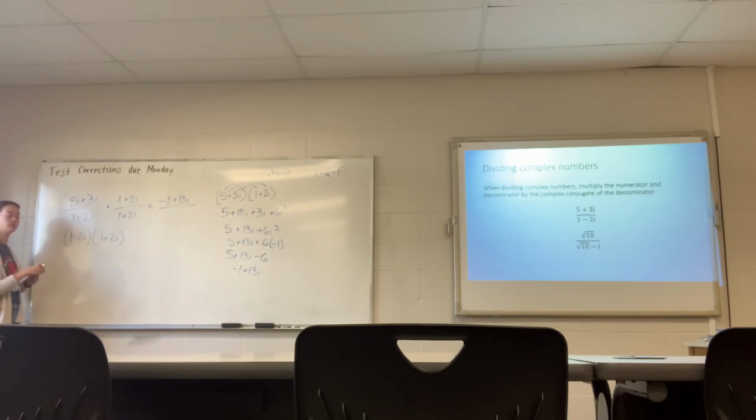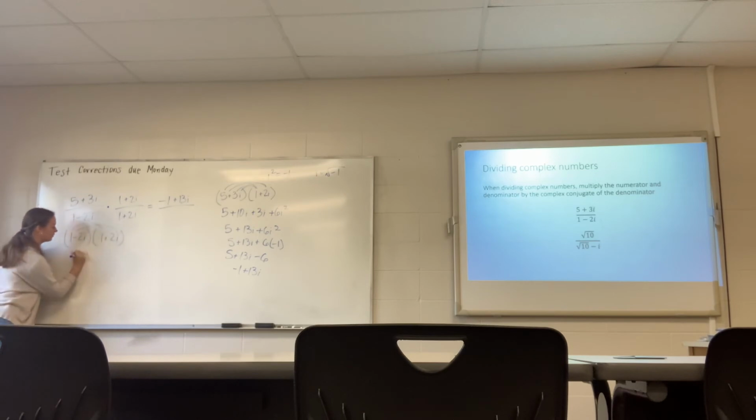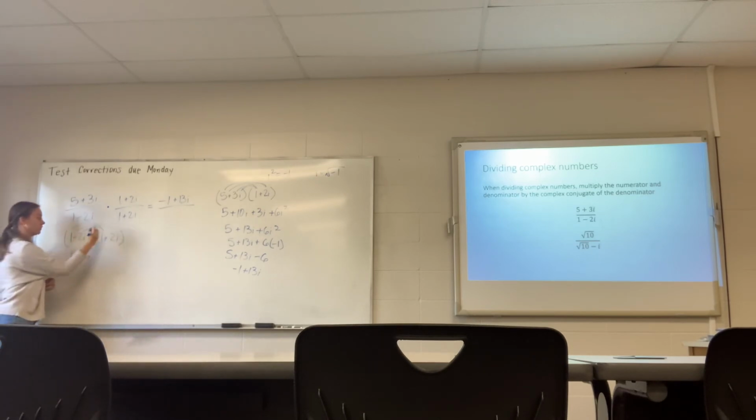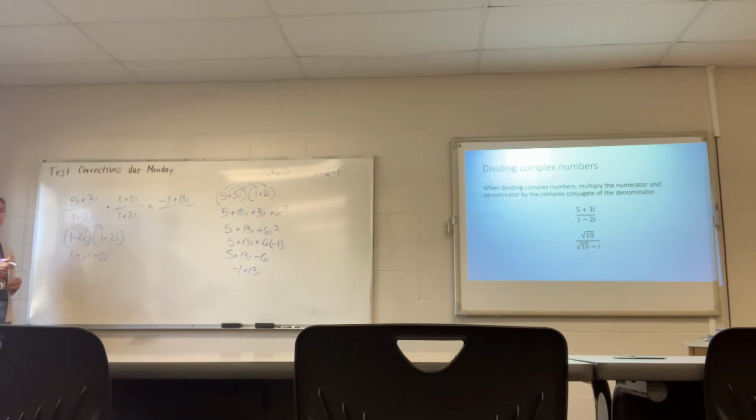1 times 1 is 1. And then 1 times 2i is 2i. And then negative 2i times 1 is negative 2i. And then they just cancel out. Yep, and these will cancel out. So it would just be 1.